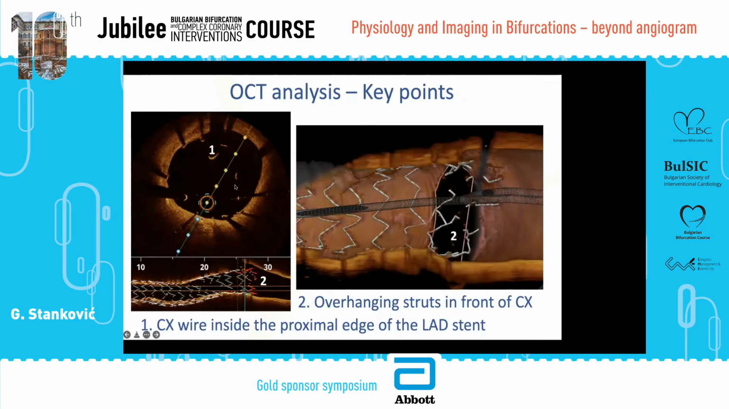So this is the OCT evaluation. And we see here overhanging struts in front of the ostium of the circ, which complicates the procedure in the circ. And also on this image with number 1, we see both two wires. So the wire which I wanted to put into the circ, I documented by OCT that it's positioned inside the stent.